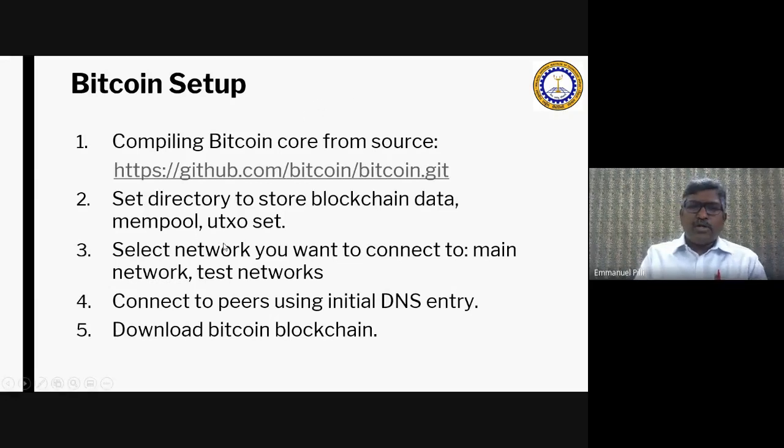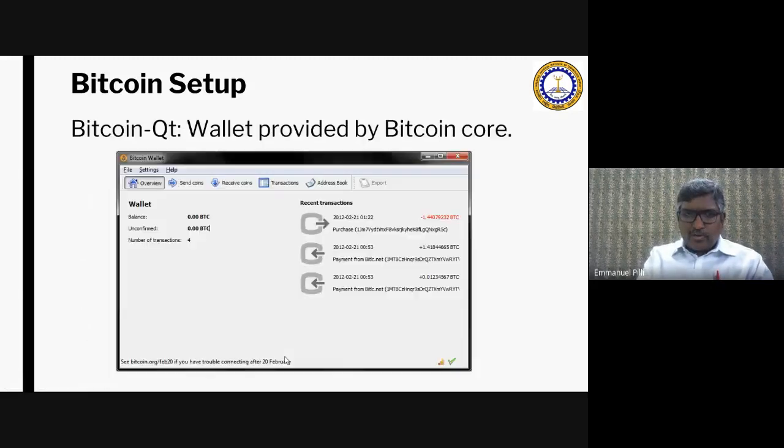set or the memory pool. You can select the network you want to connect, the main network, the test networks, and initial DNS entries. Download the entire Bitcoin blockchain and try to find out, right? So this is how. And then you can set up a wallet. You can create a wallet provided by Bitcoin Core. It's like your Paytm wallet or your Uber wallet or anything similar, Ola wallet. Similarly, you can have a Bitcoin wallet, right?